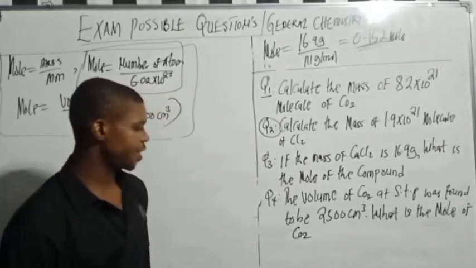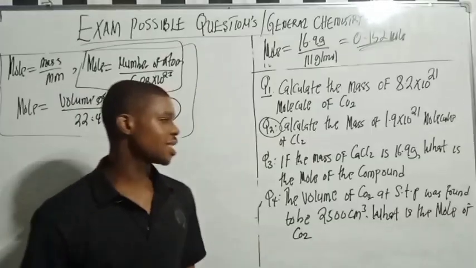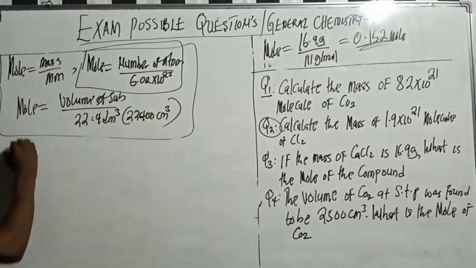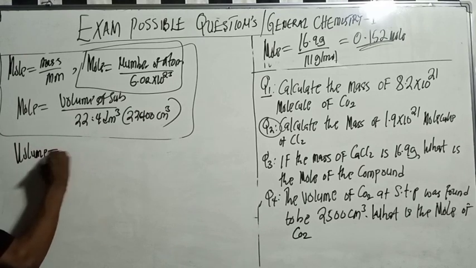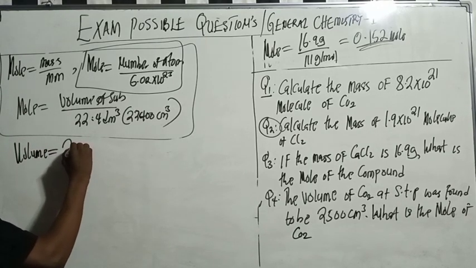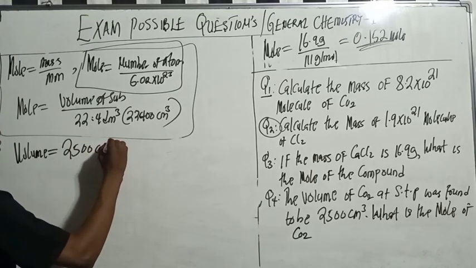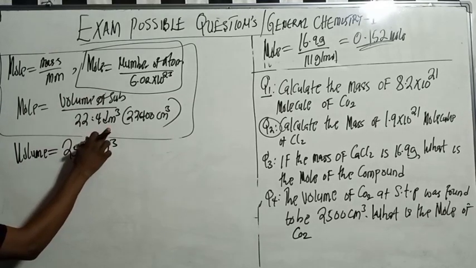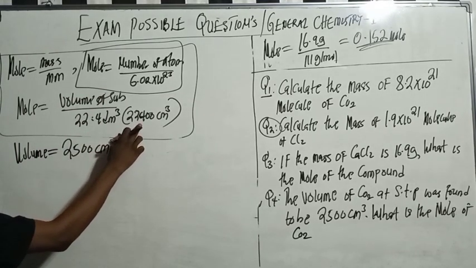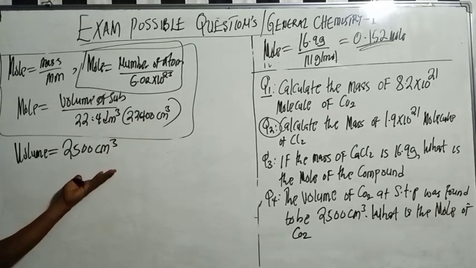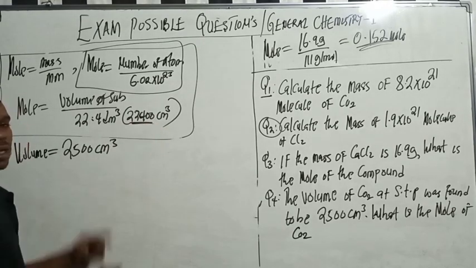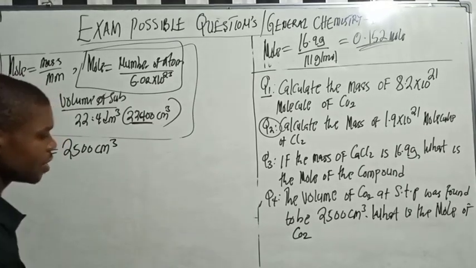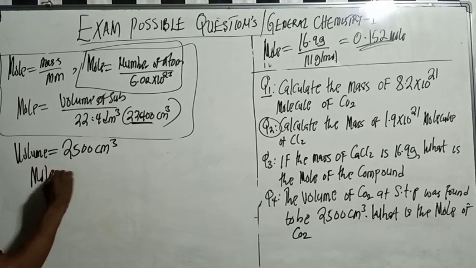I did a little question here. They said the volume of CO2 at STP was found to be 2500 cm cubed. So the volume given to me is 2500 cm cubed. Do you get this? Remember, the molar volume can either be 22.4 dm cubed or 22400 cm cubed. So you can use cm cubed. I want to use this one. You see that? Then they're asking what is the mole?